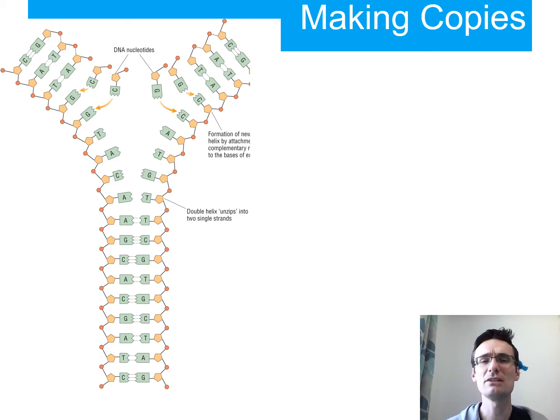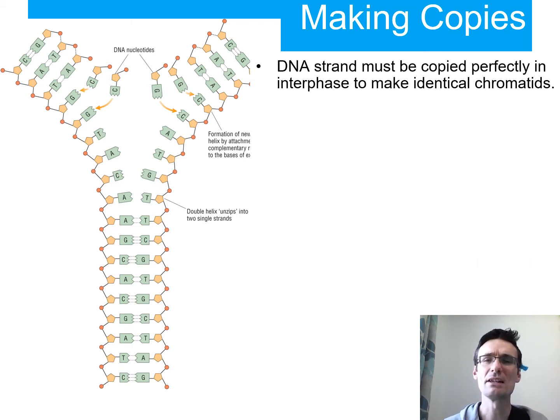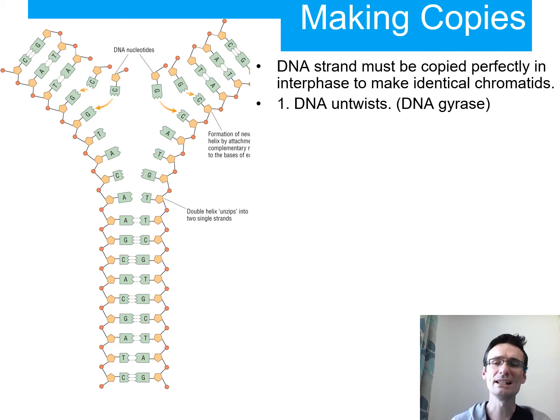The first thing that we need to know with DNA replication is that a DNA strand needs to be perfectly copied, without mutations, as that would be a big problem, and it happens during interphase. First thing though is the DNA is a double helix, so you can't really replicate something that's wrapped up in a helix shape. So first thing that needs to happen is the DNA untwists, and that is done by the enzyme DNA gyrase. You don't need to explain how that happens, but that enzyme effectively untwists the DNA to make it much more like this ladder that we've talked about in the last video.